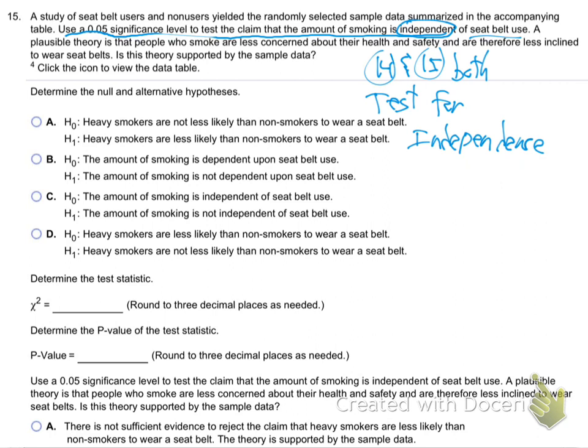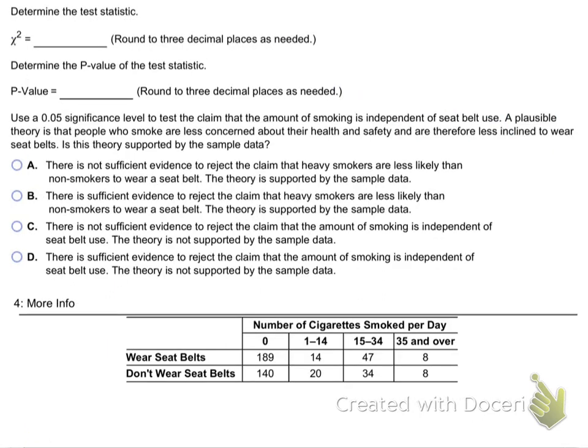So that's what we're talking about here, independence. Now, what do we mean by independence? Let's go to the next screen. We're talking about the number of cigarettes smoked per day and whether people wear their seatbelt or don't wear their seatbelt. So the theory is, hey, maybe the more people smoke cigarettes, the less often they wear their seatbelt. That's what we're wondering.